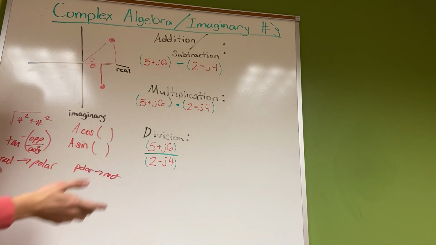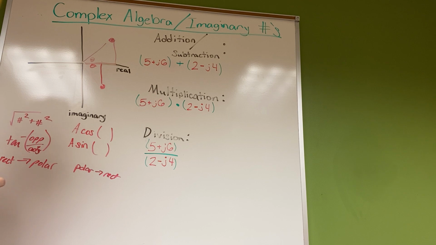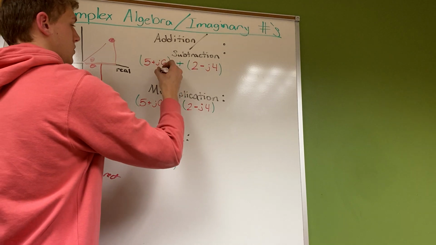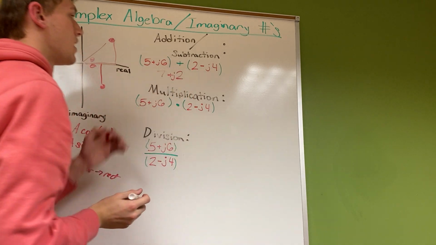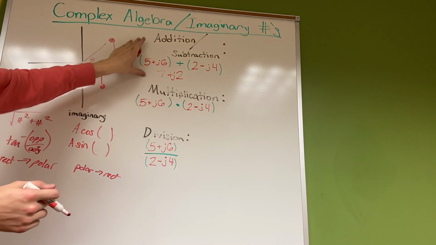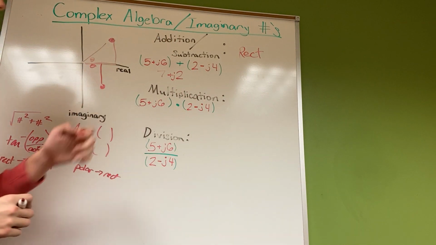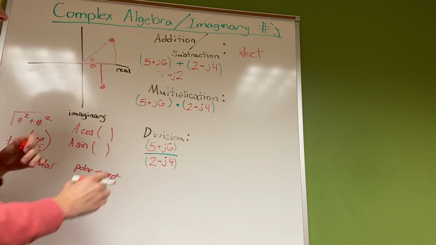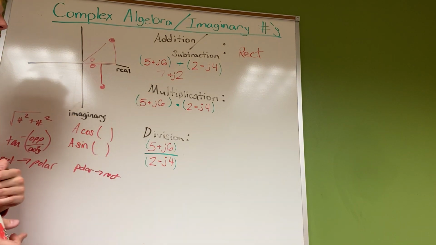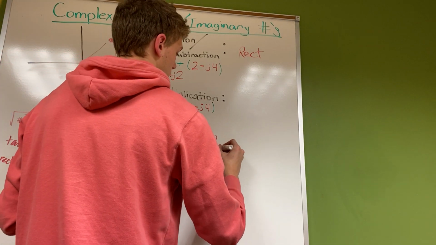I did the math already, but if you guys want to, you can follow along with these numbers. For addition and subtraction, you simply add them, just keeping like terms like you would with any other variable. 5 plus 2 is going to be 7, and 6 minus 4 is going to be 2j. For addition and subtraction, the easiest form is always rectangular. That is the opposite for multiplication and division, because j's are annoying and hard to multiply or divide. So when you're doing multiplication or division, you always want to be in polar.